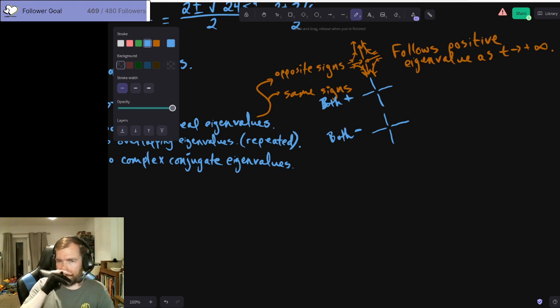And generally speaking, if we're just talking about the eigenvectors themselves, if they're both positive, what's going to happen to things that are on them?